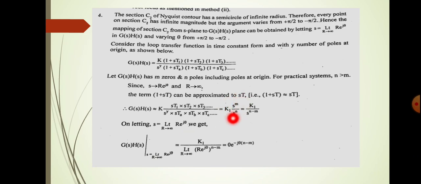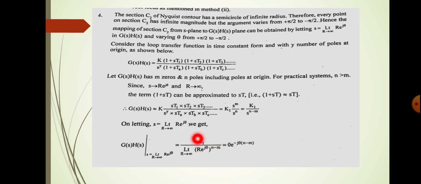We can write it as K1 into s raised to m by s raised to n, where K1 is K T1 T2 T3 divided by Ta Tb Tc, an extra constant. That will be equal to K1 divided by s raised to n minus m. Suppose in this equation we let s equal to limit r tends to infinity of r e raised to j theta. So when we apply that limit, G(s)H(s) will be K1 divided by limit r tends to infinity of r e raised to j theta, instead of s, all raised to n minus m.